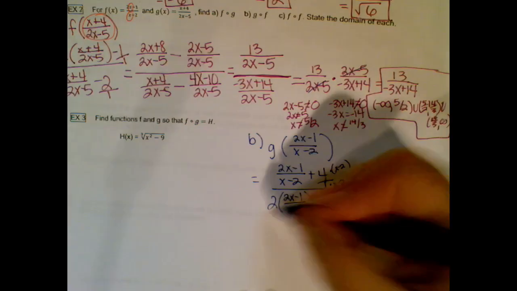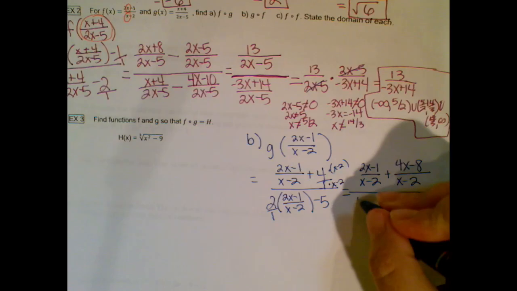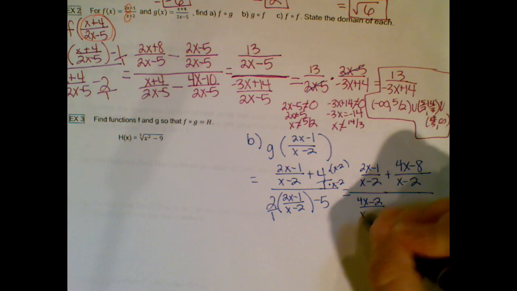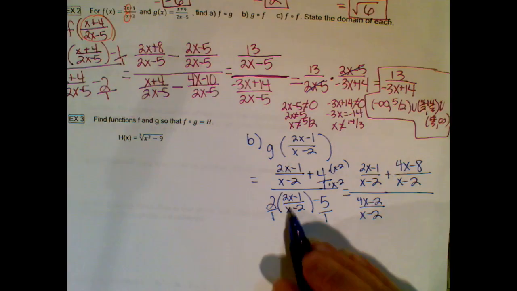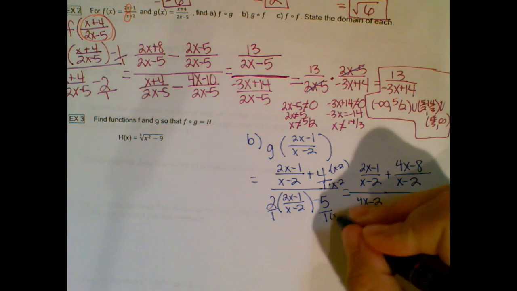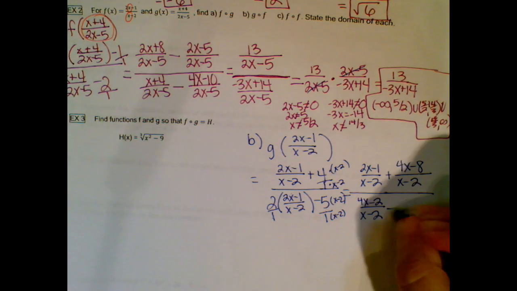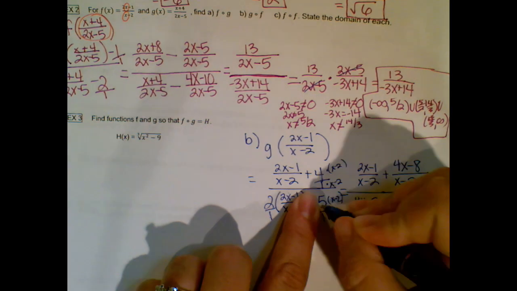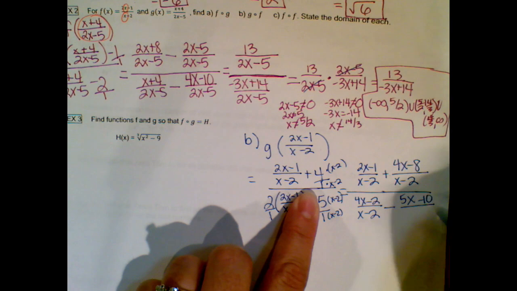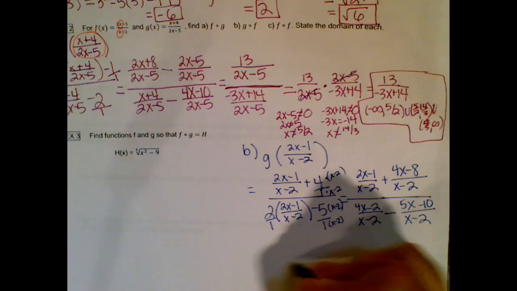In the first fraction, sorry, I should have moved that up. So 2 over 1, so top times top, bottom times bottom: 4x minus 2 over x minus 2. And then the minus 5. Again, I need it to have the same denominator. So if I multiply the bottom times x minus 2, I have to do the same on the top. So minus 5 times x, 5 times negative 2. 1 times x minus 2 is x minus 2.